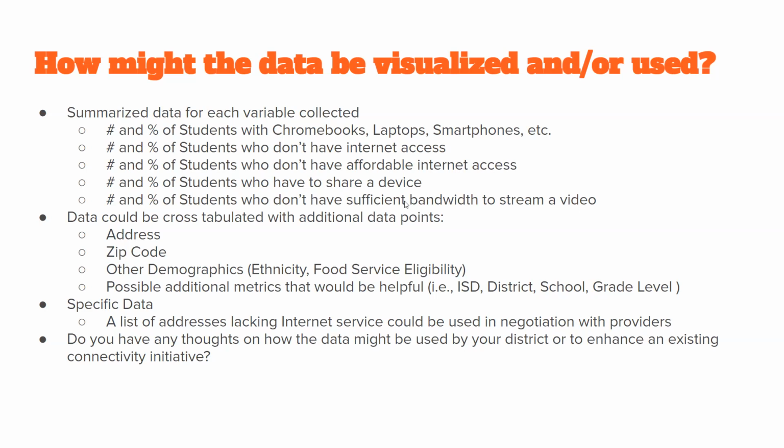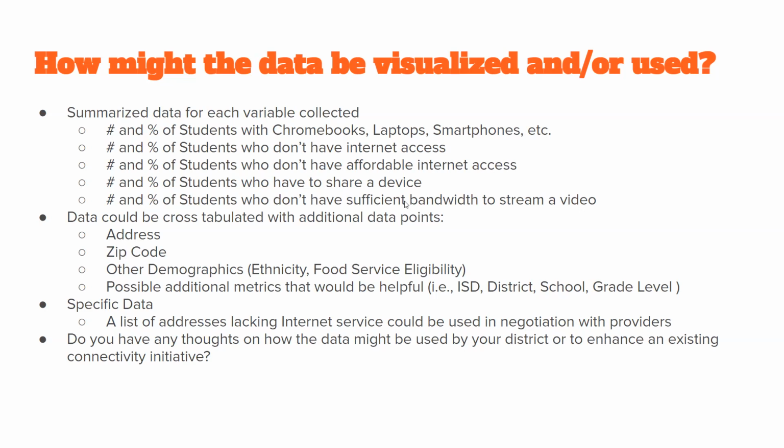So our intent is to say, okay, well, you provided us that base digital equity data, but what we'd like to see is how we can aggregate that with other data that's available in my data hub. So it could be cross-tabulated with additional data points like address, zip codes. You can see the number of students that don't have internet access by specific zip code. I added in other demographics, so ethnicity, food service eligibility, etc. And then again, just additional metrics that might be helpful. So maybe by the ISD, could be by district, school, grade level, etc.